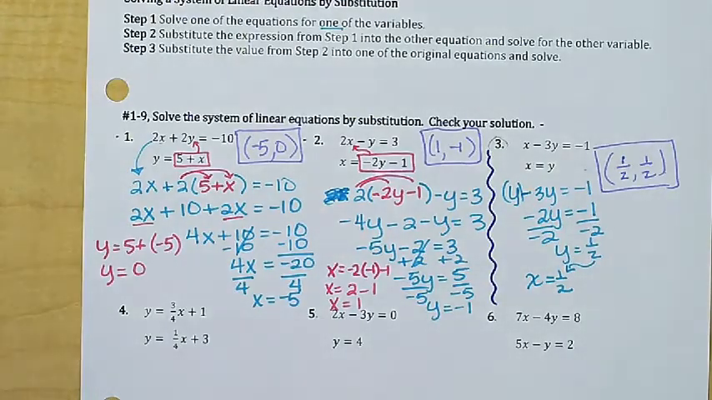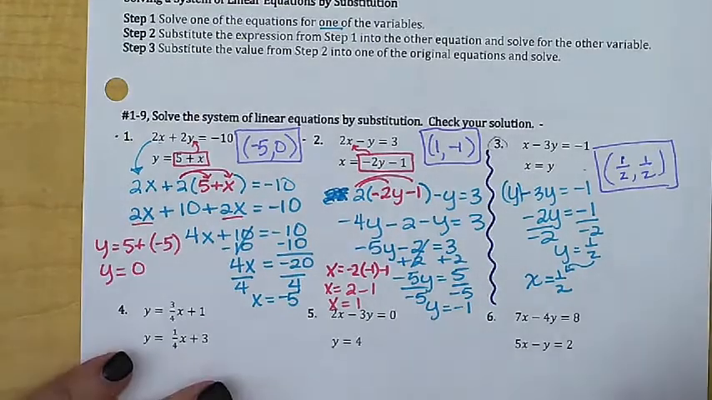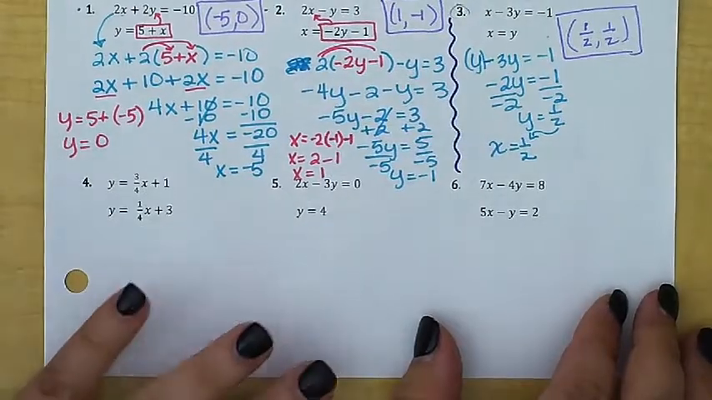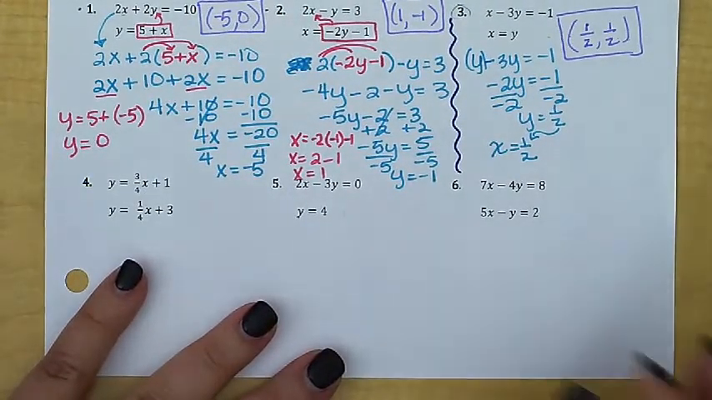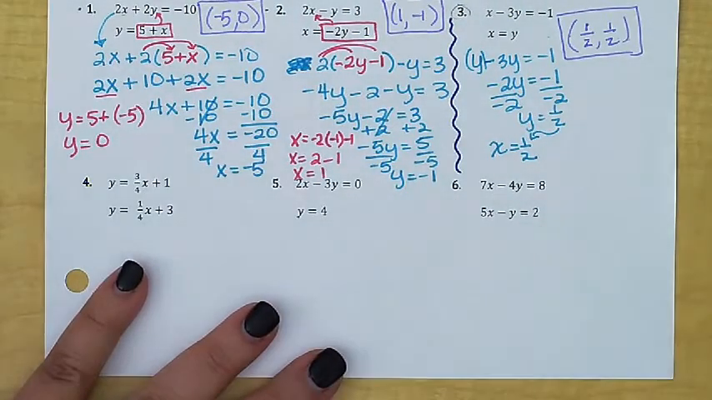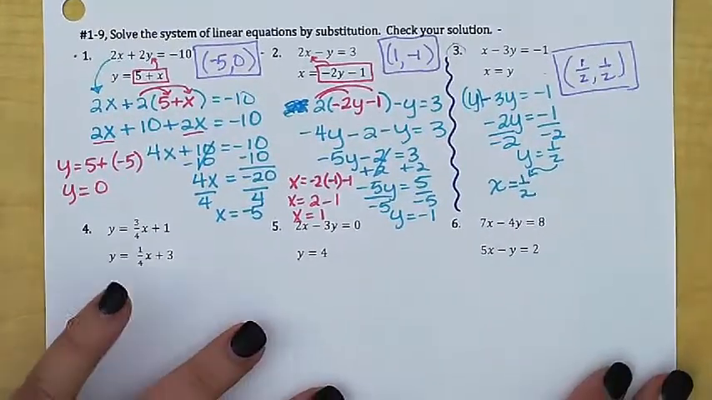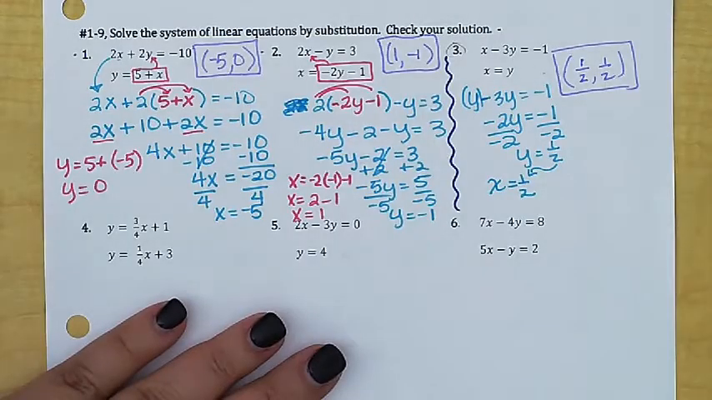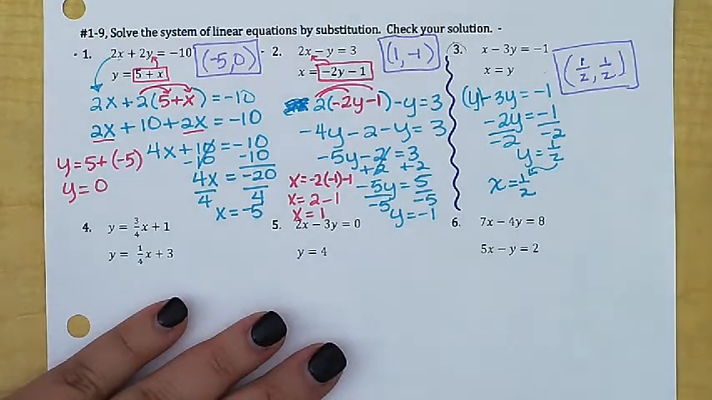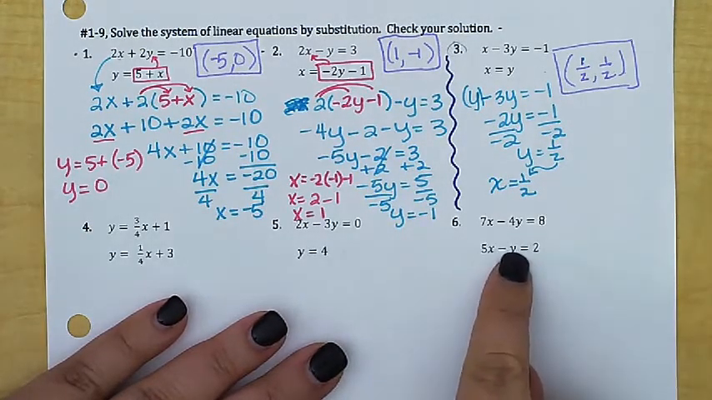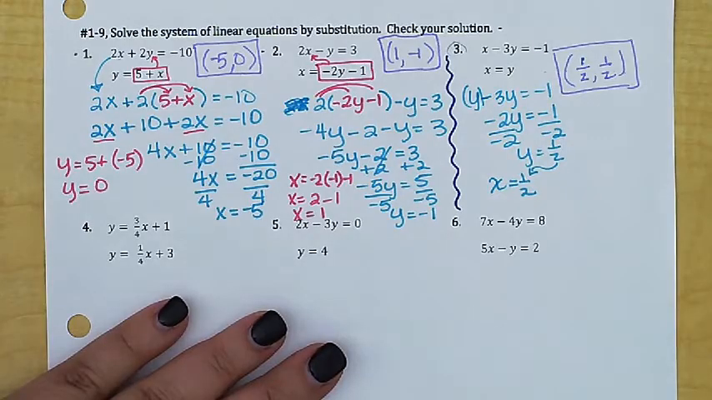All right, so we'll try one more really quickly. What I want to do is show you what happens if maybe one is not already isolated. So I want to do number 6 here as an example, because sometimes this is going to happen. In number 6, you notice both of these are in standard form. So neither of these are quite ready for us to jump right into substitution. We're going to need to reorganize one of these so that it lends itself to substituting. None of these variables are isolated, and that's a problem if we're trying to use this method.